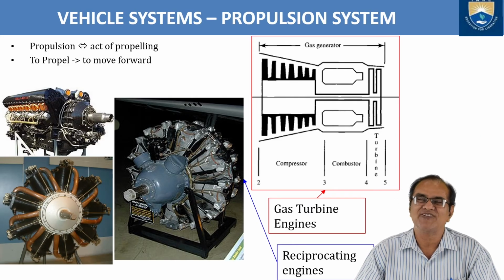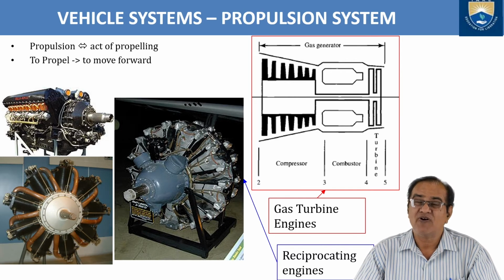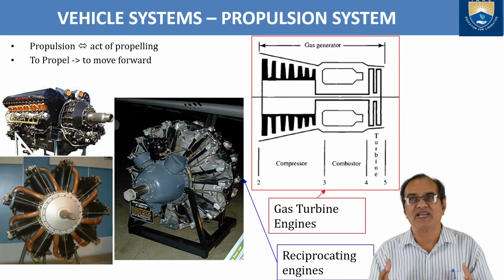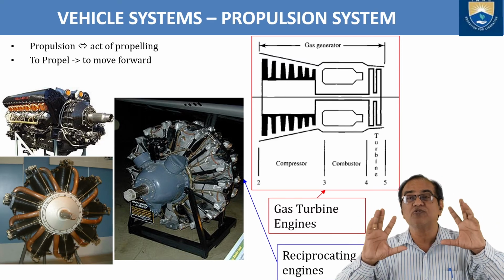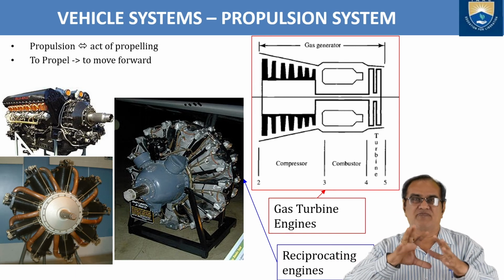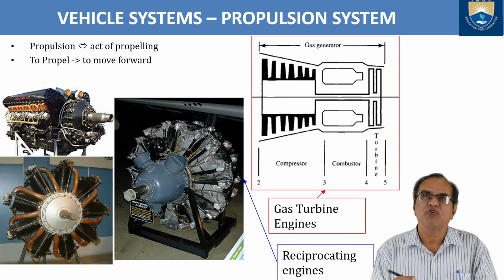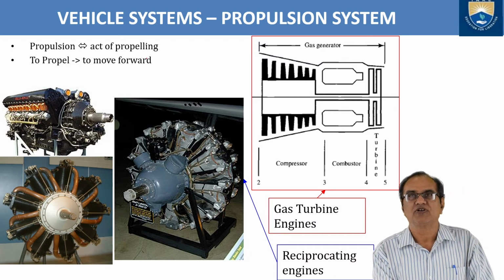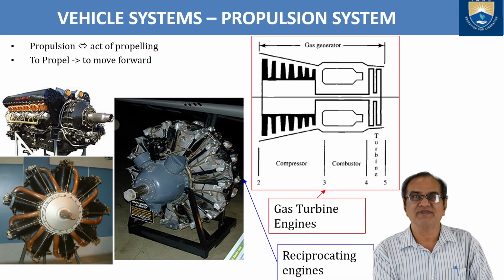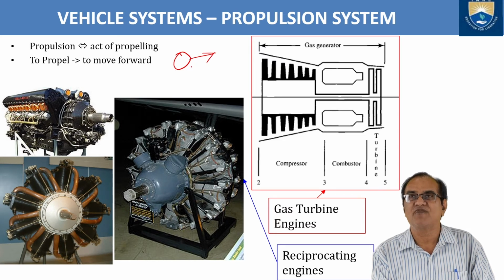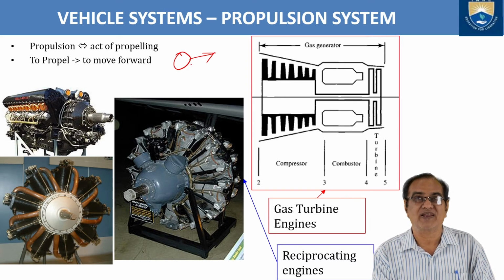Now I will go to the vehicle system. I think you know this, I have discussed it already. There are two types of propulsion system. And what is propulsion? Act of propelling. It means you are going to give some traction, some force so that your aircraft or any vehicle should move. To propel is to move forward. So if any object is here and you want to move it from here to here, you need some force to do it, and that force which is obtained is called propelling.